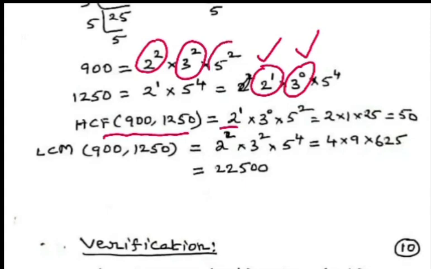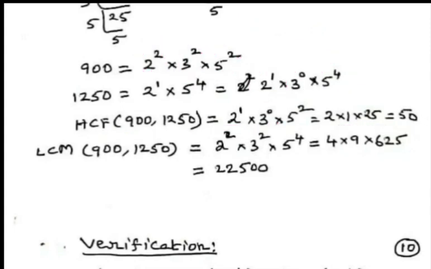Now 5 power 2 and 5 power 4, the minimum of these two values is to be taken. 5 power 2 and 5 power 4, we must take 3 power 0 and 5 power 2. The product gives the HCF. Now we have to find the LCM.